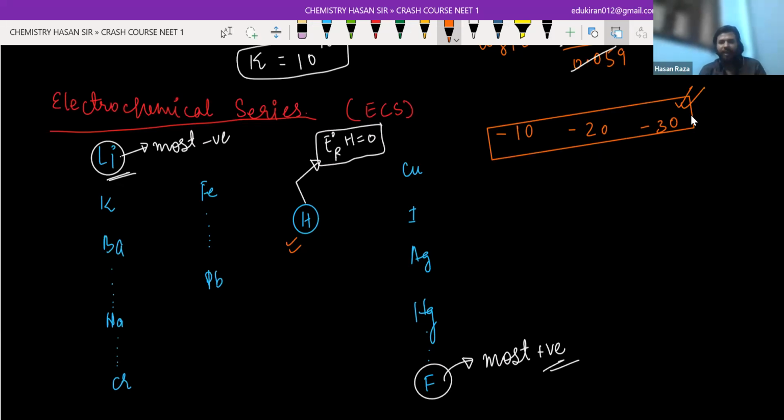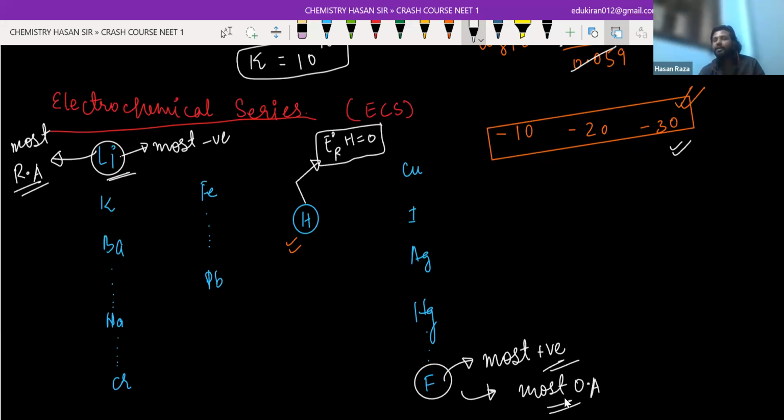Yes, sir. And if I ask which one of the three is the most negative, that is also -30. So this has the most reducing power, and you can say it is the most reducing agent, and the one with the highest value of E naught R is your most oxidizing power, most oxidizing agent.